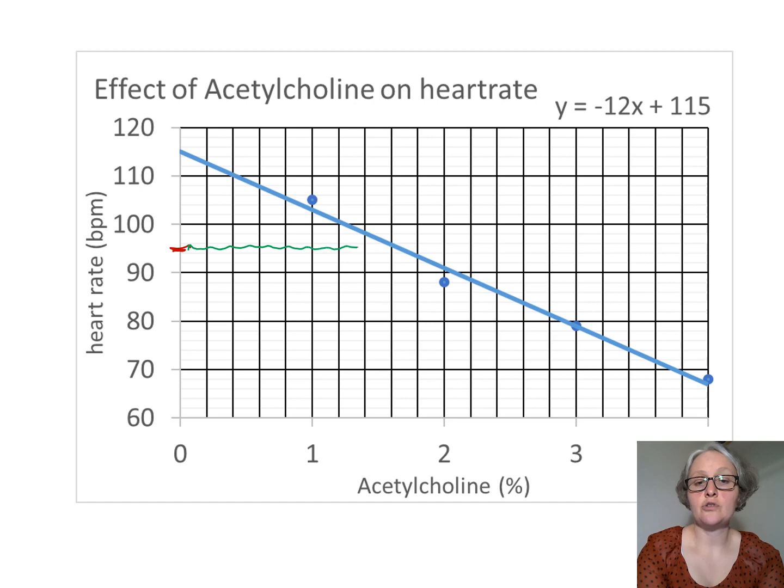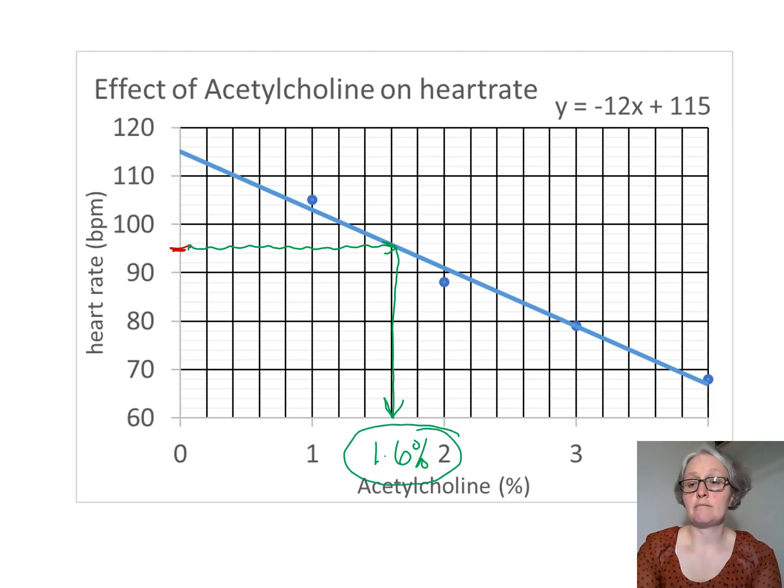You are then going to take a line straight across until you hit your standard curve line and then drop straight down. In this case, we cross the x-axis at 1.2, 1.4, 1.6, at 1.6% acetylcholine. So to answer the question, what concentration of acetylcholine will give me a heart rate of 95 beats per minute? The answer would be 1.6.